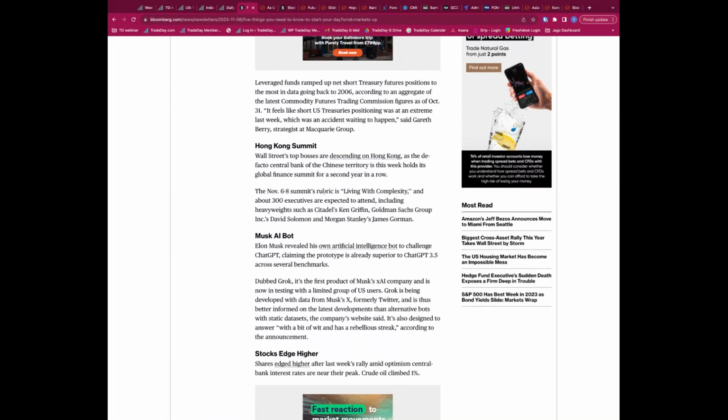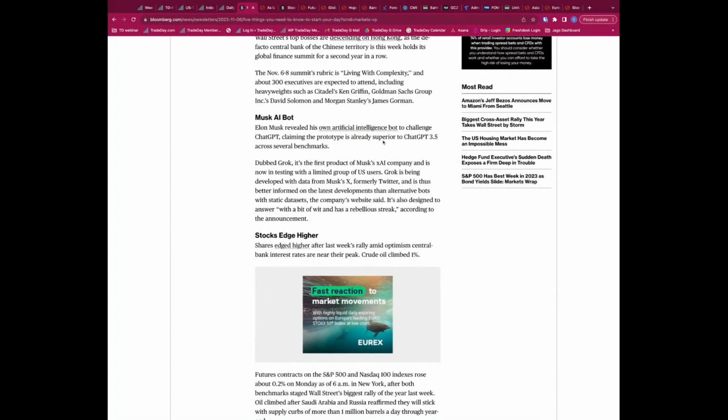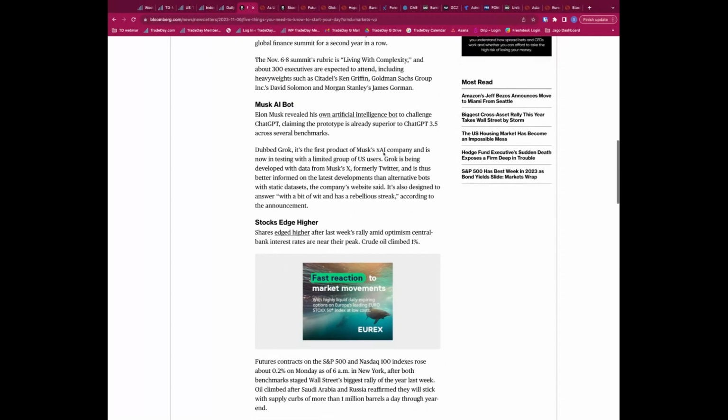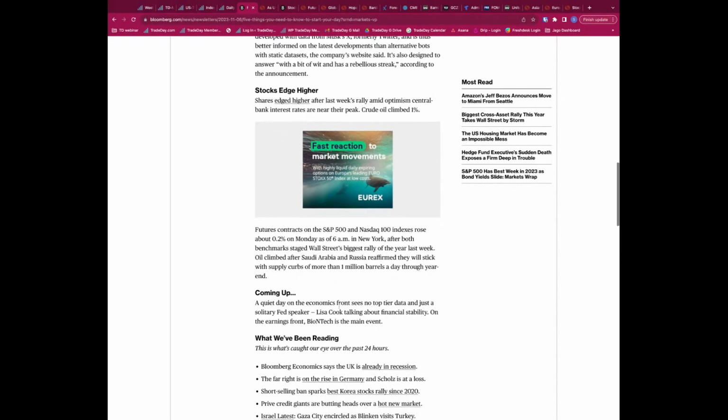Hong Kong summit, nothing really significant for us. Musk has revealed a challenge to ChatGPT. Nothing interesting. Stocks edging slightly higher this morning and a quiet day. A Fed speaker, Lisa Cook, talking about financial stability. So maybe that could be interesting. What else do we have in here?